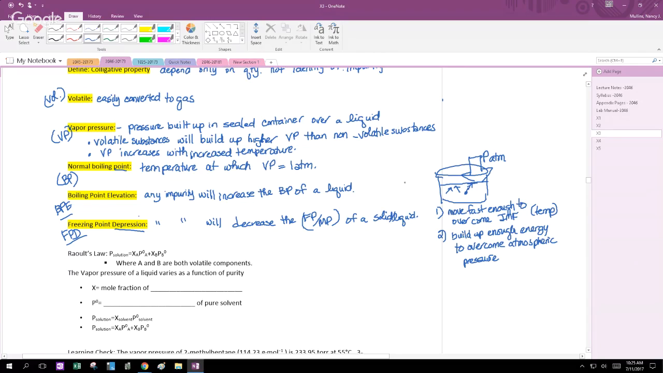Now, let's say that it never gets to the surface. That I have extra molecules in here that are blocking the surface. So even though they're moving fast enough, and they theoretically have enough energy to overcome it, if they can't access the surface, then they can't escape. And that is where the impurity comes in. Any impurity that you put in there has the potential to take some of that surface space.